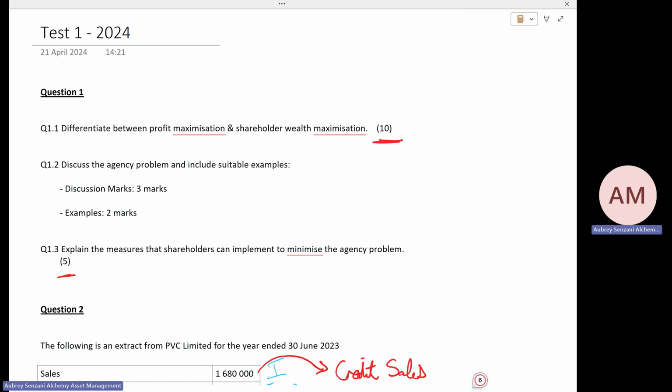Does that make sense? So here, with question 1, I'm going to tell you how I would then approach it. So how I would approach it is, firstly, before you even begin differentiating, you need to define what is profit maximization, what is wealth maximization. Okay, that is where I would start.